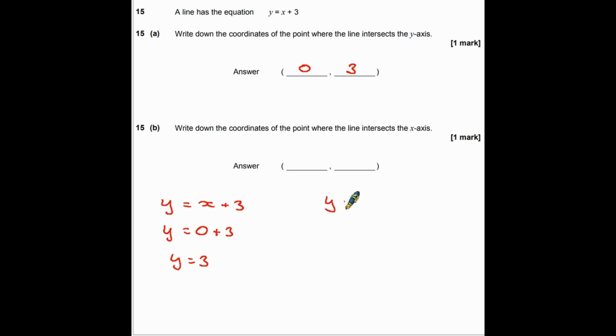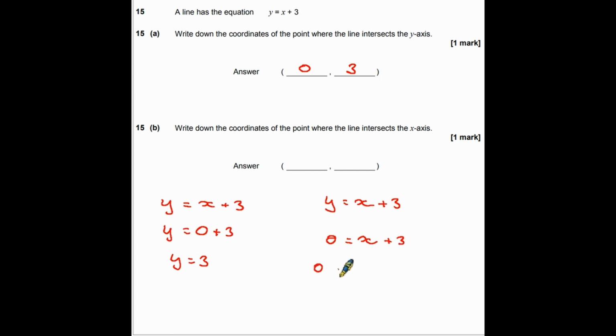I'm going to write out the equation again. y equals x plus 3. And we're to write down the coordinates where the line intersects the x-axis. Now this is similar. The x-axis is the line where y equals 0. So we have 0 equals x plus 3.